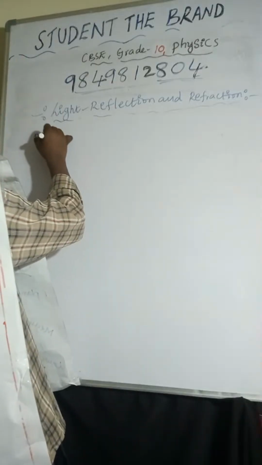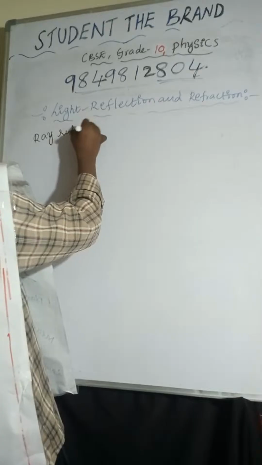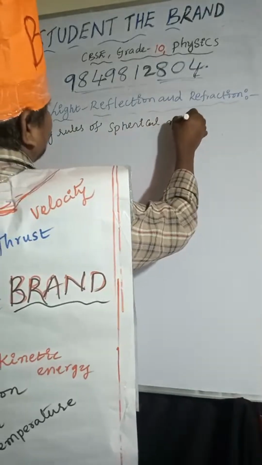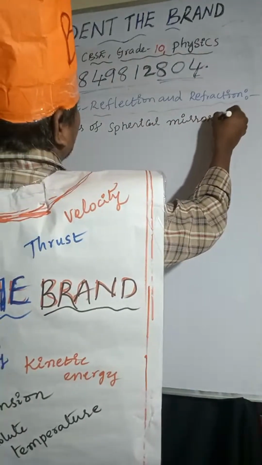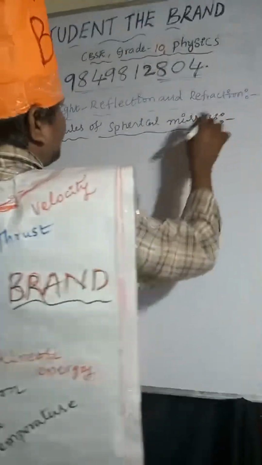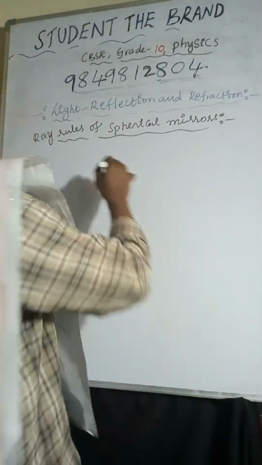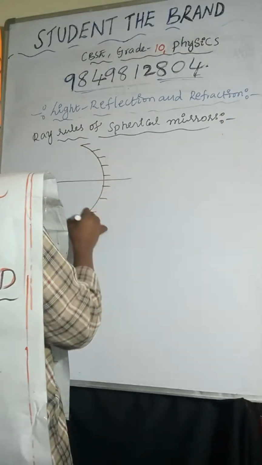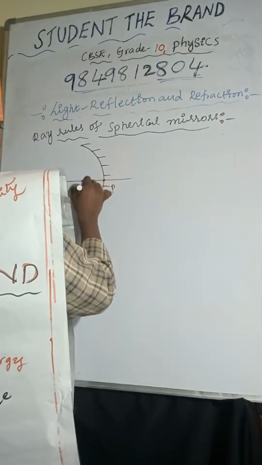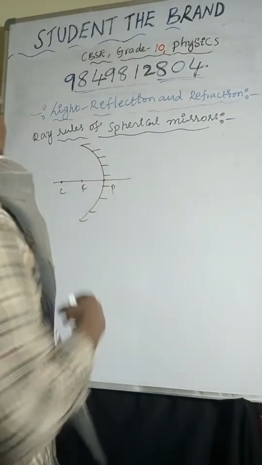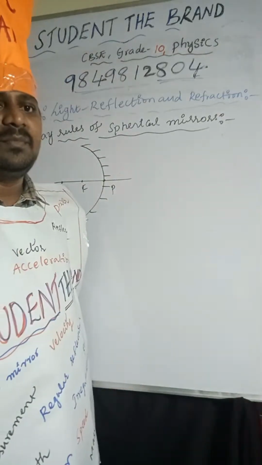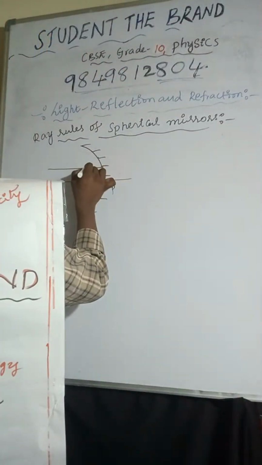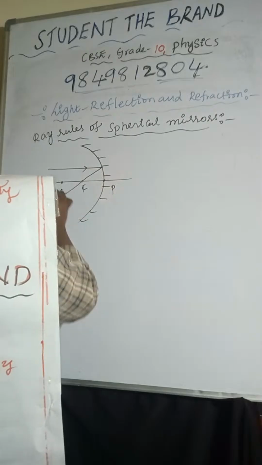Now, ray rules of spherical mirrors. Point number one: this is the pole, focus and center of curvature. A light ray coming from infinity, after reflection, passes through the focus. So this is the first one.